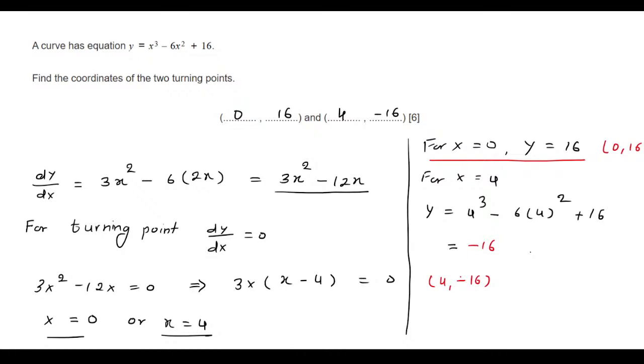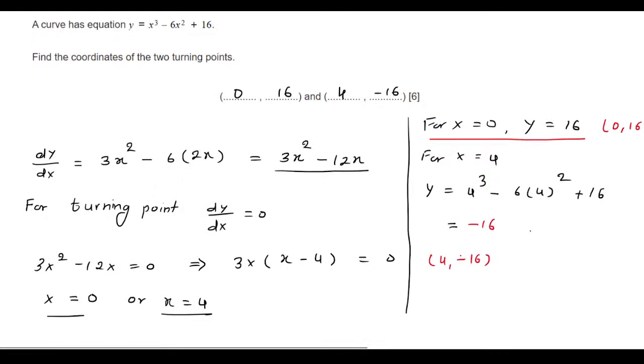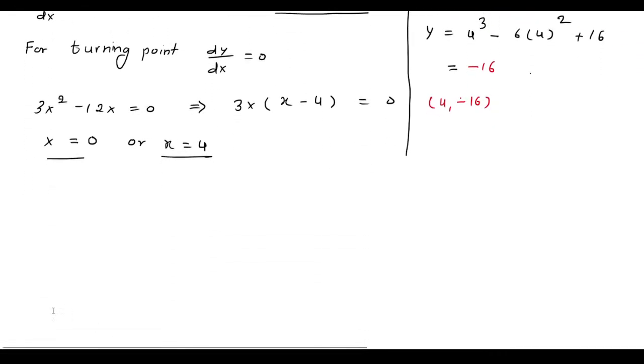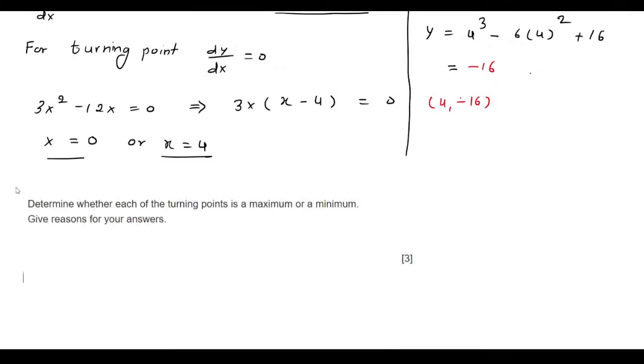Second part of the problem. Here we have one more sub question to this question. The question is to determine whether each turning point is a maximum or minimum. So again I will write dy by dx. So dy by dx is what? It's 3 times x squared minus 12 times x.